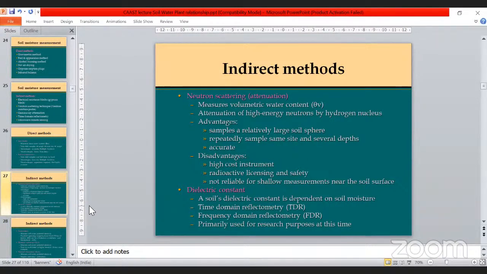The disadvantage is that neutron scattering is a costlier method, and as it involves radioactive elements, there is the problem of licensing and safety. It is also not reliable for shallow measurements near the soil surface. That's why we have moved to new technology such as GPS or drone technology for calculating moisture stress. Then there are dielectric constants, where from the difference between electrical poles we calculate time domain reflectivity and frequency domain reflectivity. Both are primarily used for research purposes at this time.